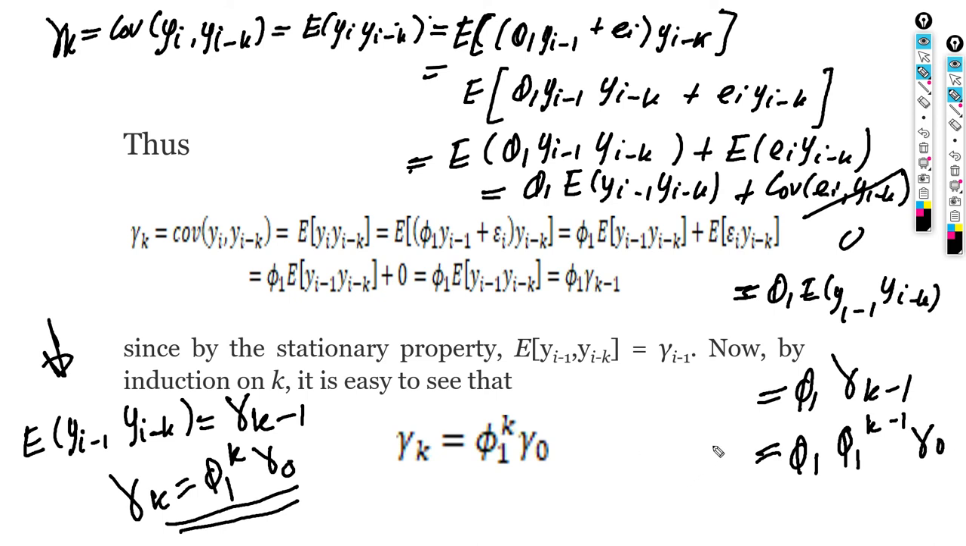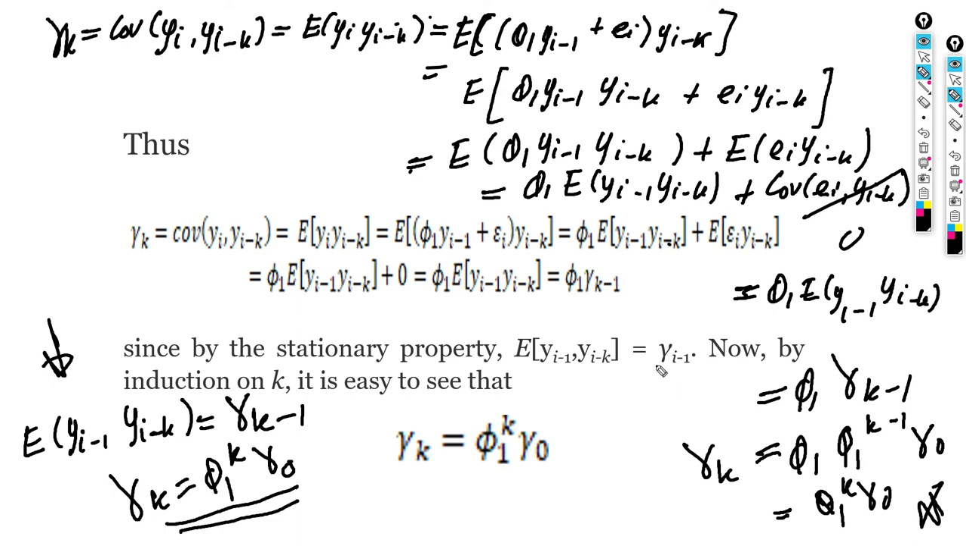So if I solve this one, we get phi 1 multiplied by phi 1 raised to k minus 1, which is phi 1 raised to k, times gamma 0. This is how we prove the third property. So gamma k is equal to phi 1 raised to k times gamma 0. This is how you prove the third property of the covariance.